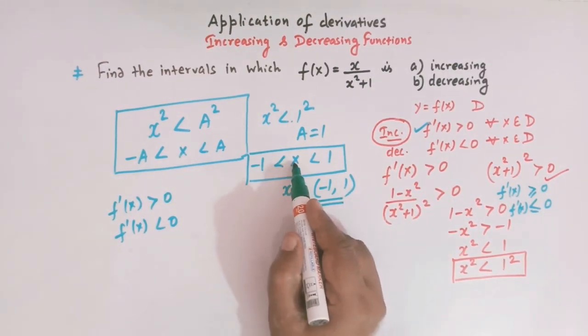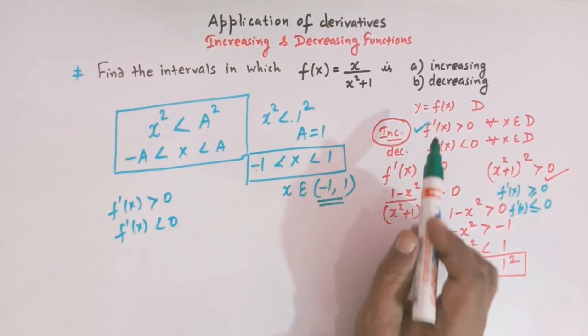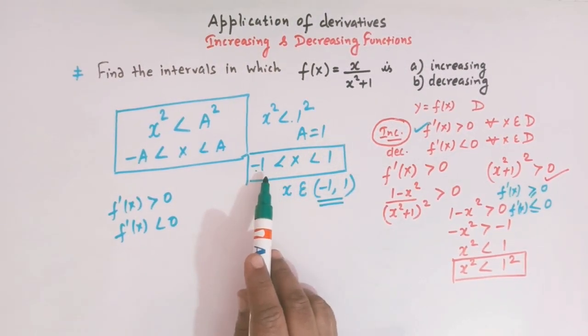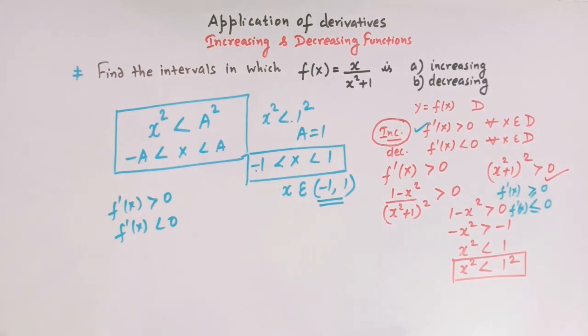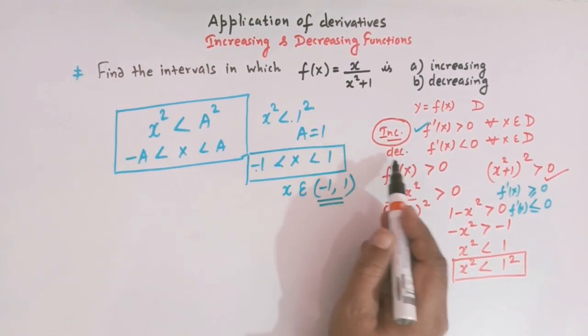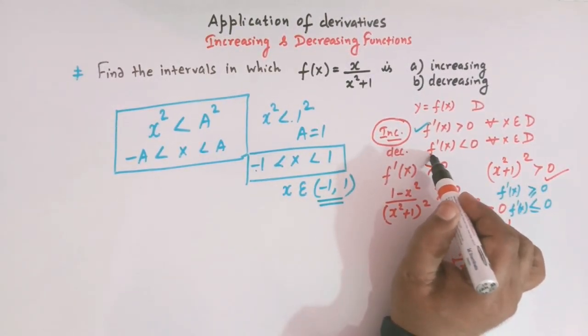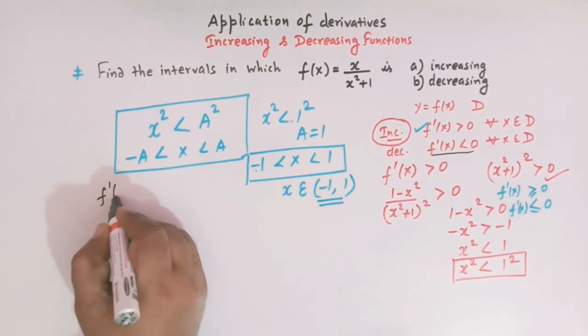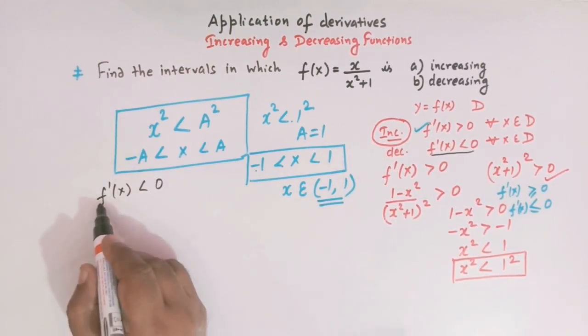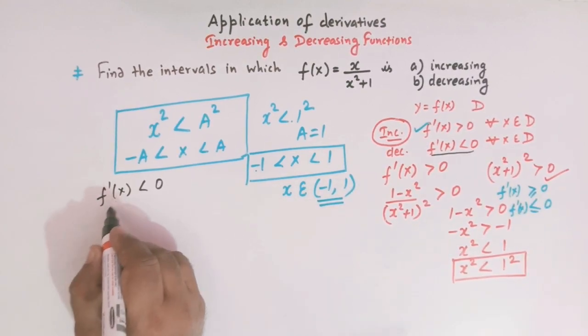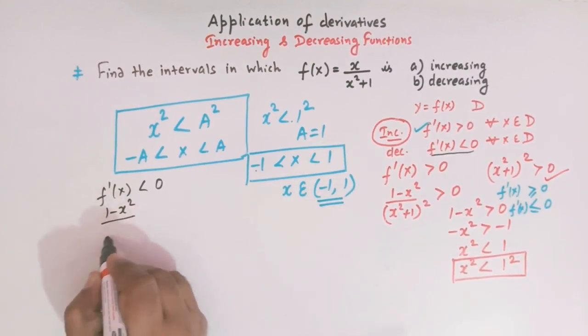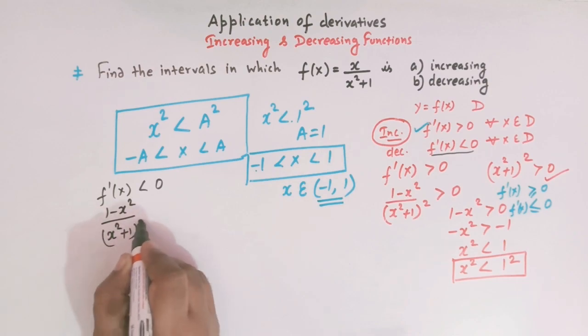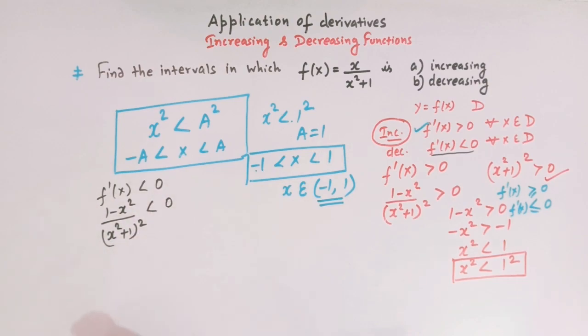So when x lies between minus 1 and 1, this function is strictly increasing, right. So now let us find out the interval in which this function is strictly decreasing. So for the strictly decreasing function, we have this condition, right. That is, f prime of x is less than 0, and f prime of x is equal to 1 minus x square over x square plus 1 whole square, and this is less than 0, right.